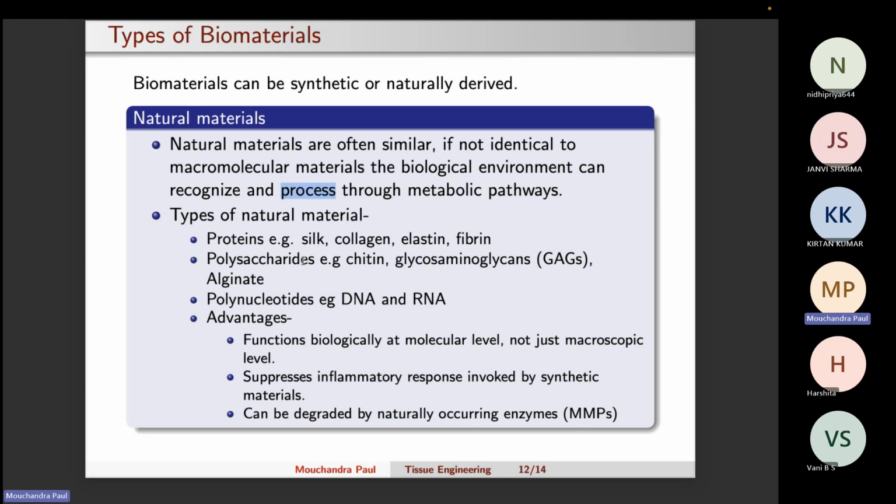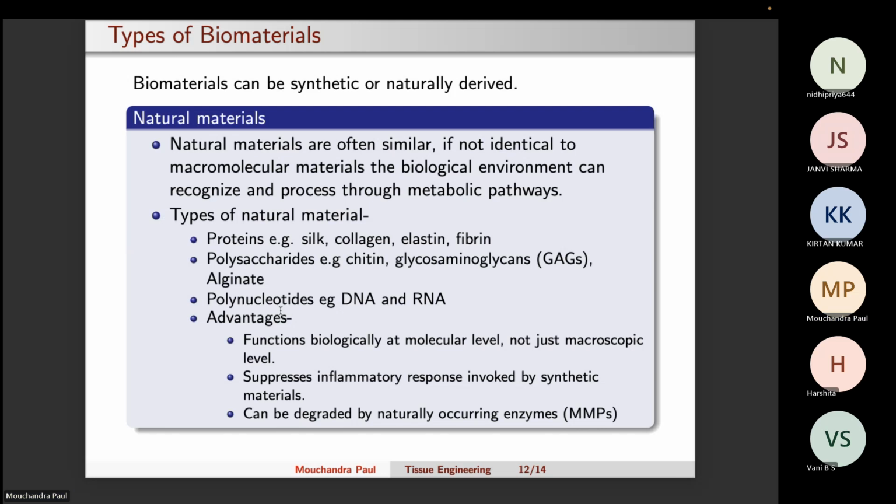Now, there are various types of natural materials available. You can again categorize them, like proteins such as silk, collagen, elastin, fibrin. These examples have all been used for tissue engineering applications. Then there are polysaccharides: chitin, GAG, alginate. Alginate is plant-based, taken from seaweed. Chitin is taken from crustaceans like crabs or prawns, from their shell. Then glycosaminoglycans are again taken from animal tissue.